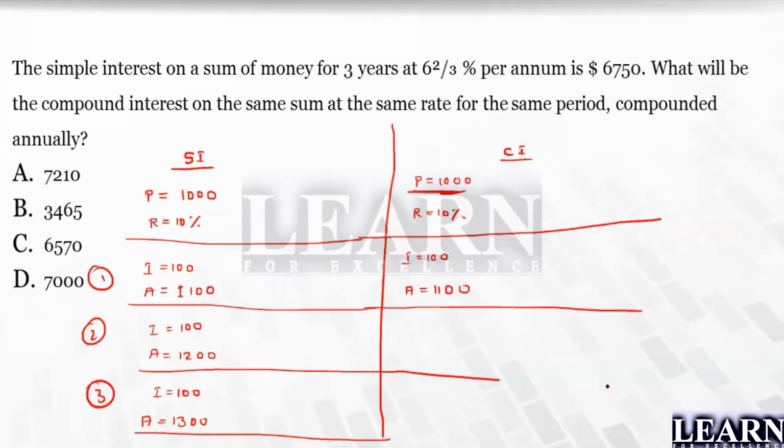Now look here, what happens in the second year? What happens to the interest? In compound interest, the interest keeps on updating, or I can say the amount at the end of the first year is nothing but the principal for the second year. So interest depends on this amount here. So can I say it is 110? Can I write it as 110?